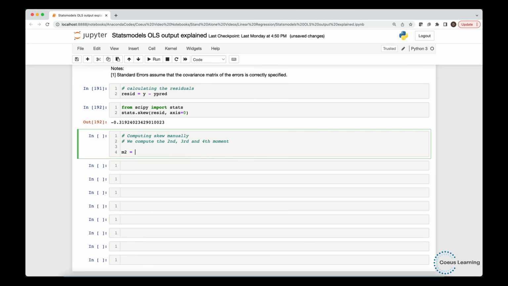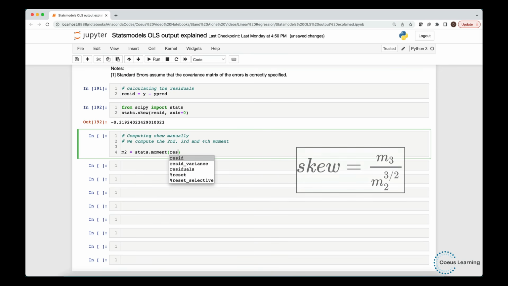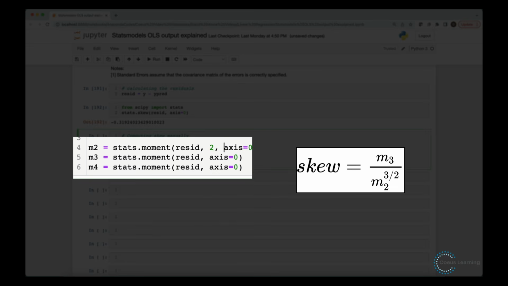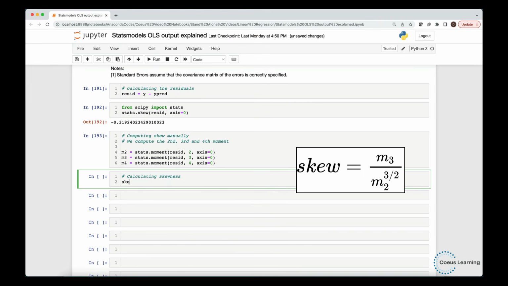Now, we demonstrate how to compute the skew value manually using moments. We calculate the second order, third order, and the fourth order moments using the stats.moment function. We pass the residuals to the moment function. We also pass the order as one of the parameters to the moment function. Then we finally calculate the skewness using the third moment and the second moment.